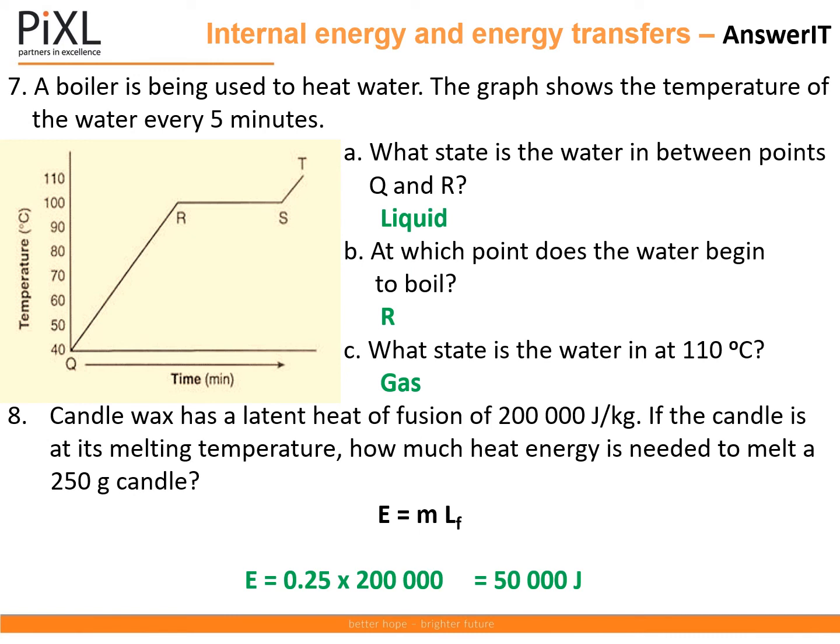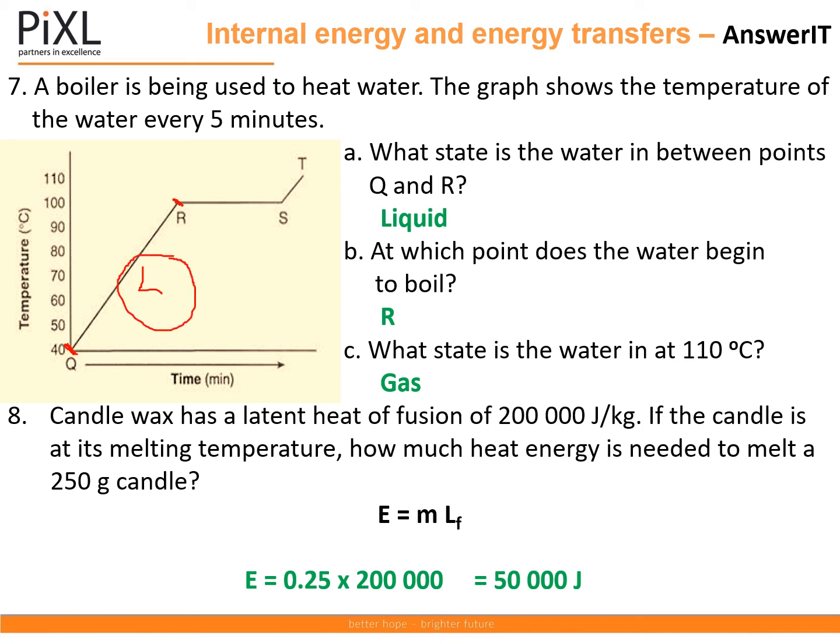A boiler is being used to heat water. The graph shows the temperature of the water every 5 minutes. So the first question says, what state is the water in between points Q and R? So between 40 degrees Celsius and 100 degrees Celsius, what is the state of matter? Is it solid, liquid, or gas? So hopefully you would have said the answer is liquid, because between 40 degrees and 100, that is water in its current state.